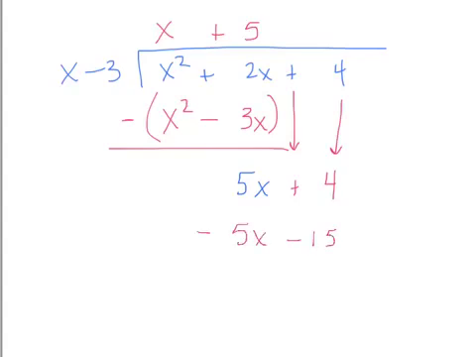But remembering that we have to subtract that whole quantity. So as a result, 5x minus 5x is 0, and then we get 4 minus a negative 15. Well, that's going to be 19. Now, what does this mean for us?